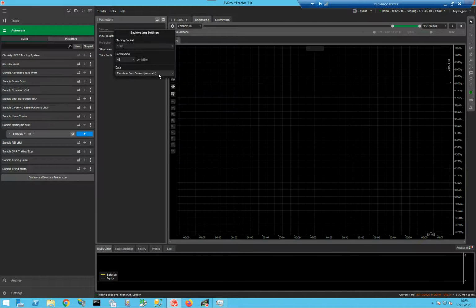So tick data is obviously the one you want to ultimately use. The one down here, 1 minute bar in CSV file format, what that means is you can load the data in from a CSV file from an external data source. Why would you want to do that?